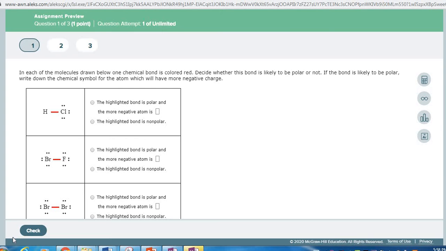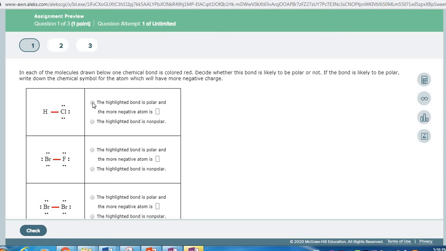And here's a typical problem set from Alex regarding bond polarity. As we look at some of these problems, we have to keep in mind the idea of electronegativity and know electronegative trends. Let's look at this first compound, hydrogen bonding to chlorine. It's asking us, is this red bond going to be polar or nonpolar? As we know our electronegativities, chlorine is a more electronegative atom than hydrogen.